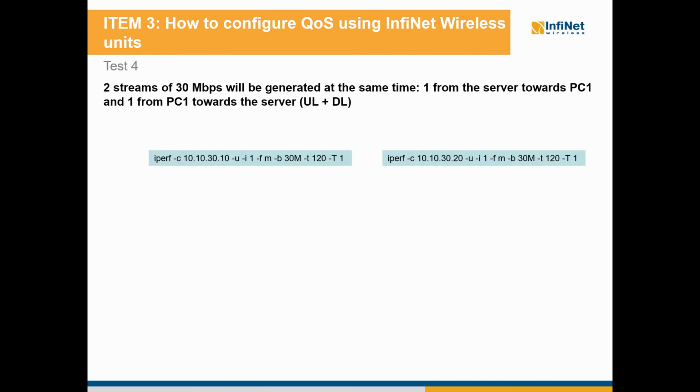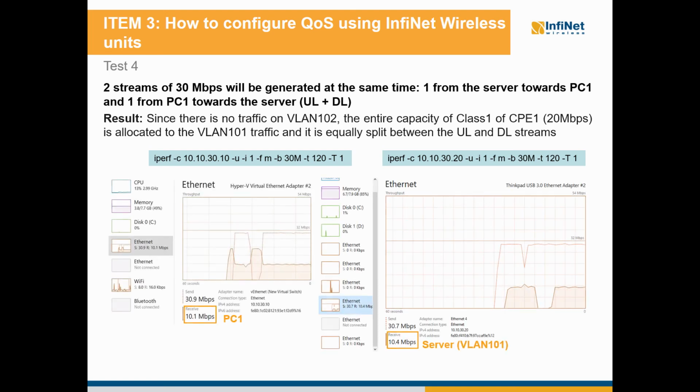For the fourth test, two streams of 30 megabits per second have been generated at the same time, one from the server towards PC1 and one from PC1 towards the server, so in uplink and downlink simultaneously. You can see that since there is no traffic to or from PC2, the entire 20 megabits per second of class 1 of CPE1 is allocated to the PC1 traffic, and it is equally split between the uplink and downlink streams, because I have set the uplink-downlink ratio to 50%.